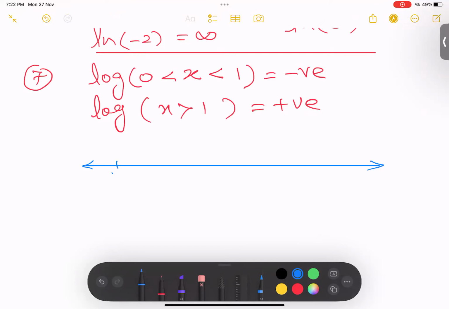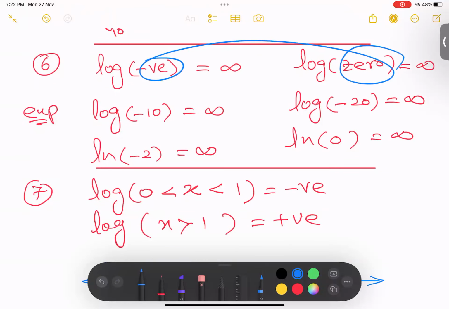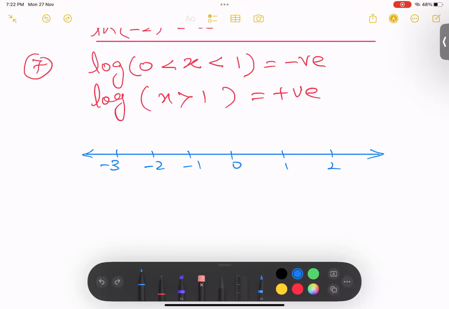So let's start. -3, -2, -1, 0, 1, 2. I was discussing, you can see even 0 and negative values give math errors. It means from here, including 0, if we go backwards, the answer is coming undefined, math error.